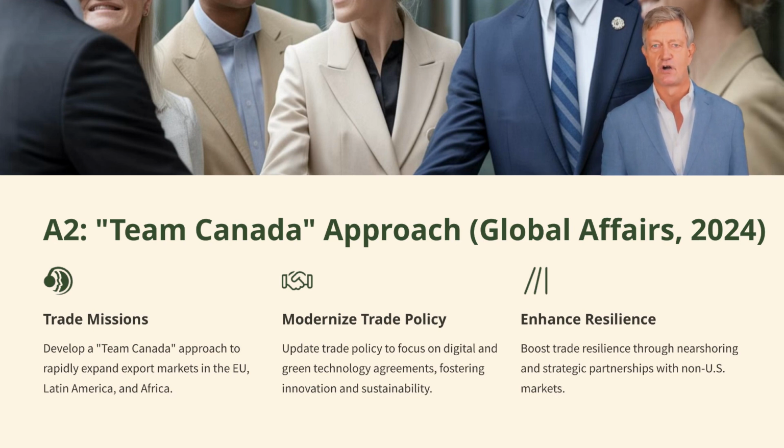Next, there is a call to modernize Canadian trade policy, focusing sharply on forging new digital and green technology trade agreements. This isn't just policy change, it's a bold leap toward future-proofing our economy. Finally, enhancing trade resilience by pursuing nearshoring and building partnerships with non-US markets is essential. This approach ensures we are not only expanding our reach, but also fortifying our economic stability.